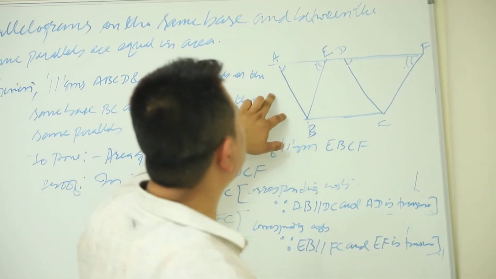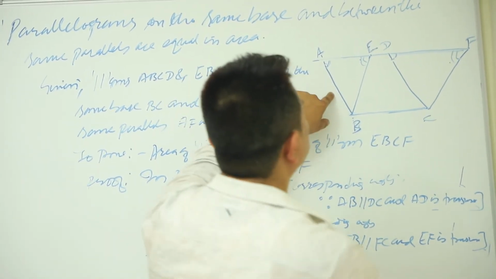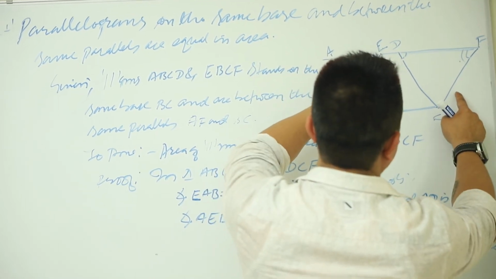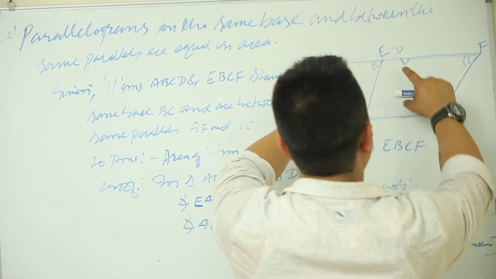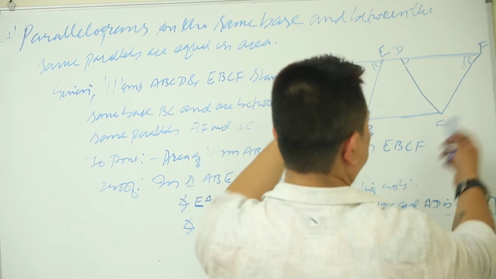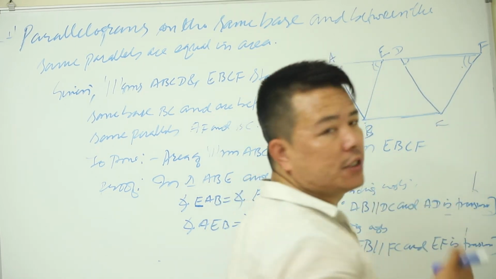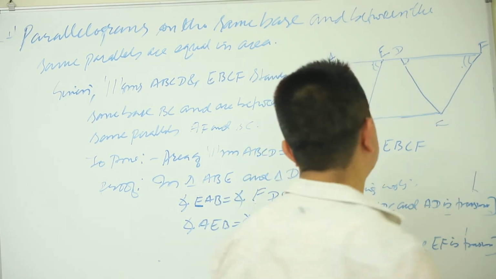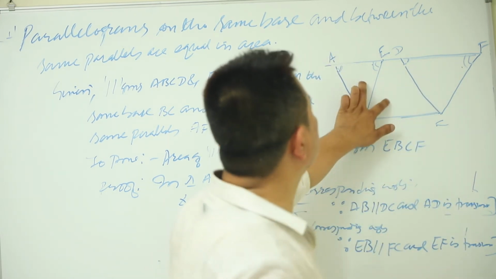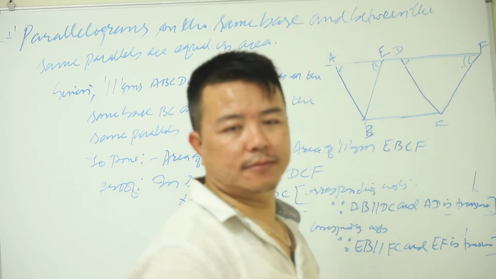So another one, what can you write here? This side, you can take these two sides, or you can take these two sides. One pair of opposite sides is equal, so you can write, because this is a parallelogram, you can take this or this. In a parallelogram, opposite sides are parallel and equal also. So you can take any parallelogram, this one or this one. If you take this parallelogram, you can write AB is equal to DC.